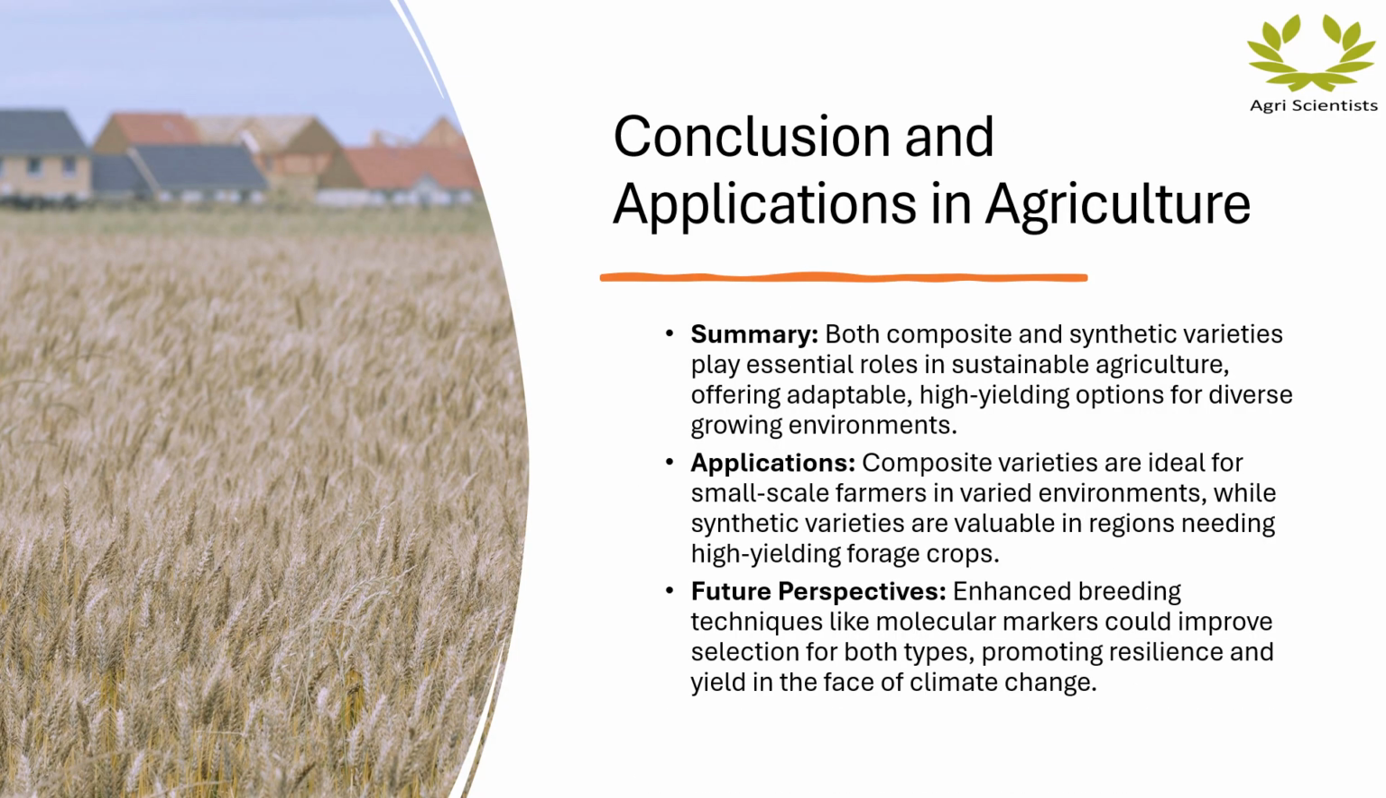Both composite and synthetic varieties play essential roles in sustainable agriculture, offering adaptable, high-yielding options for diverse growing environments. Composite varieties are ideal for small-scale farmers in varied environments, while synthetic varieties are valuable in regions needing high-yielding forage crops. Enhanced breeding techniques like molecular markers could improve selection for both types, promoting resilience and yield in the face of climate change.